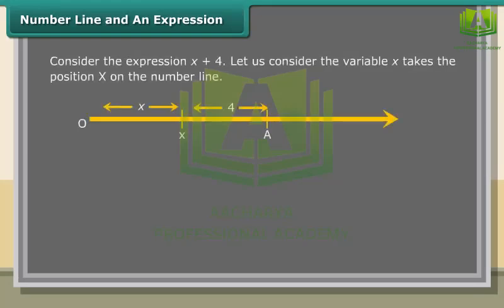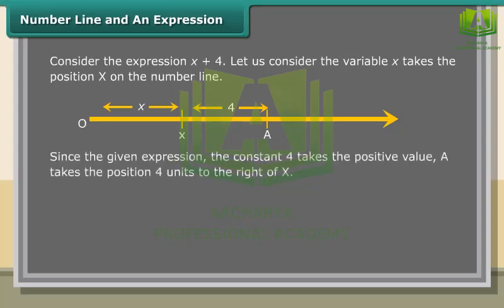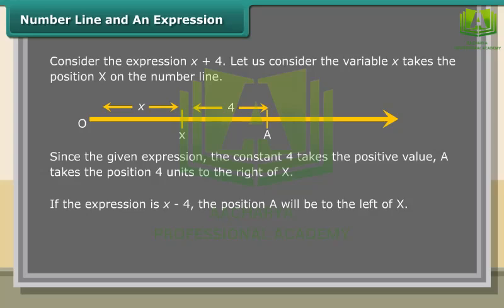Consider the expression x plus 4. Let us consider the variable x takes the position x on the number line. Since in the given expression the constant 4 takes the positive value, A takes the position 4 units to the right of x. If the expression is x minus 4, the position A will be to the left of x.